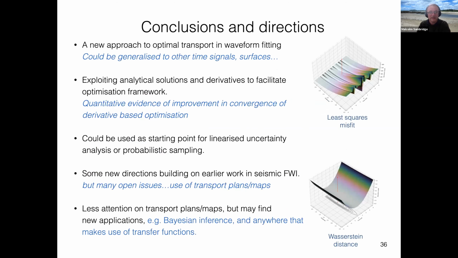So jumping onto my conclusions, we've got there in the end. We've formed a new approach to optimal transport that is generalized for time signals in different windows with any amplitude variation. We've exploited analytical solutions and derivatives to facilitate this. Without doing this, I think, would it really be worth it?